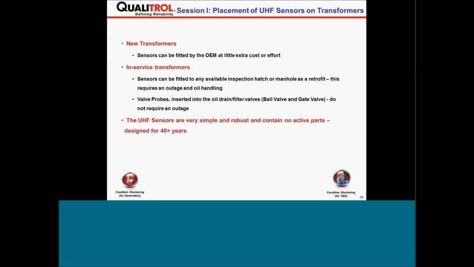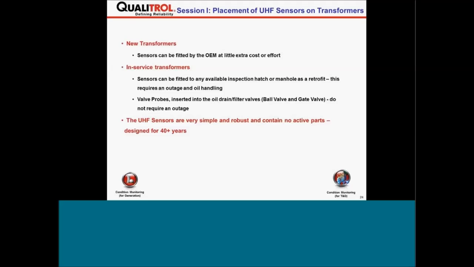So in new transformers, generally sensors are fitted by the OEM. Generally at very low cost relative to the actual transformer cost itself, and there's no real effort in terms of the OEM. Very straightforward to do, and we've done this many times with a number of OEM suppliers.